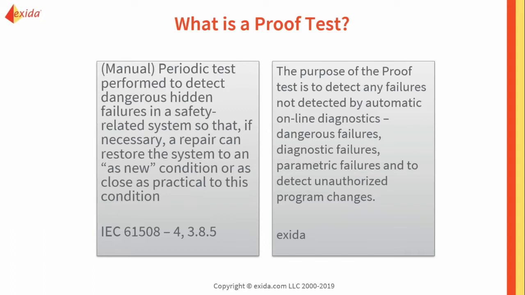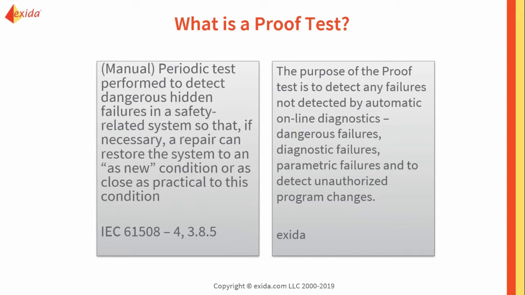So here at Exeter, we wanted to take the IEC 61508 definition and expand it, clarify it a little. So we agree with all of what it's saying, but say the purpose of the proof test is to detect any of those failures not detected by automatic online diagnostics. The dangerous failure, diagnostic failure, parametric failures, to detect unauthorized program changes.